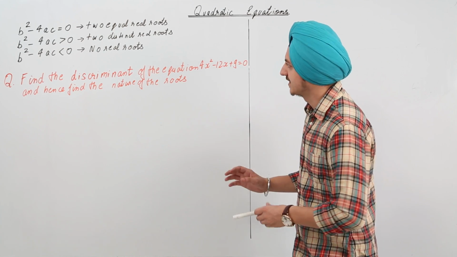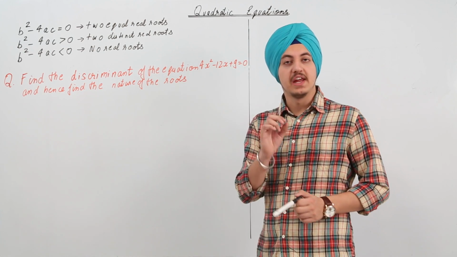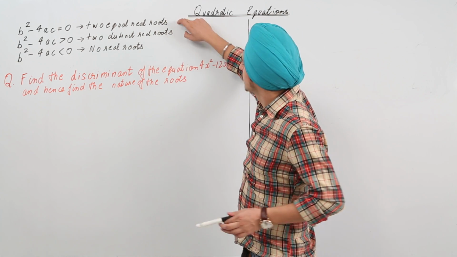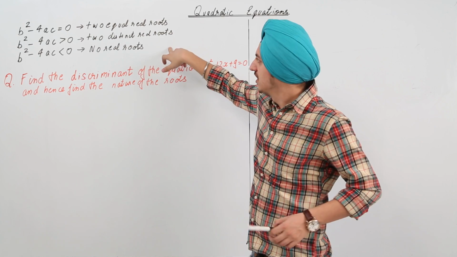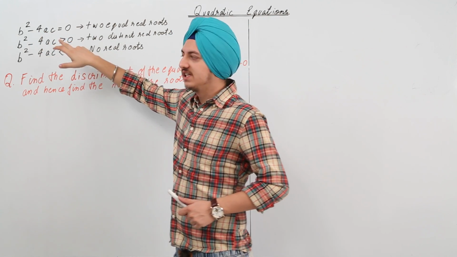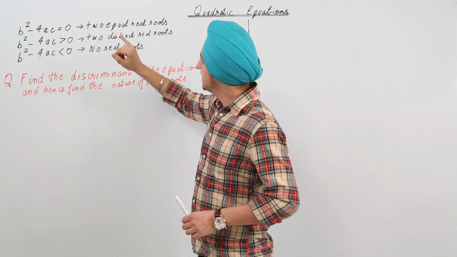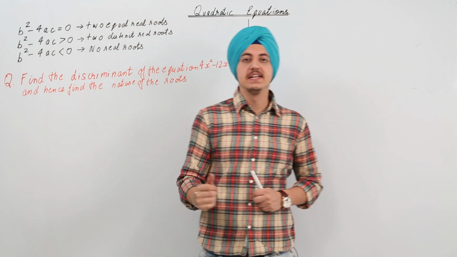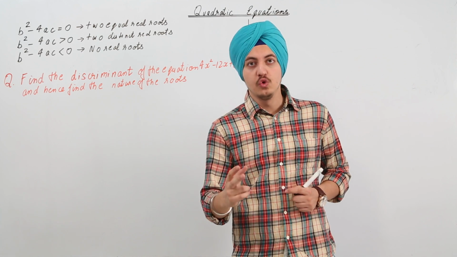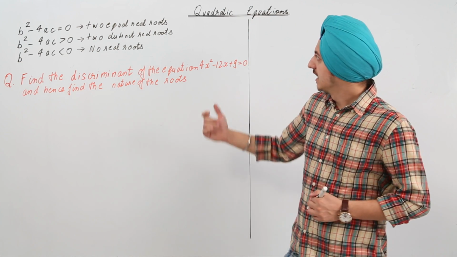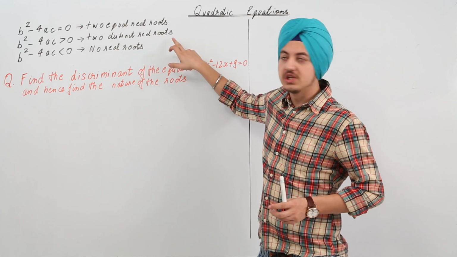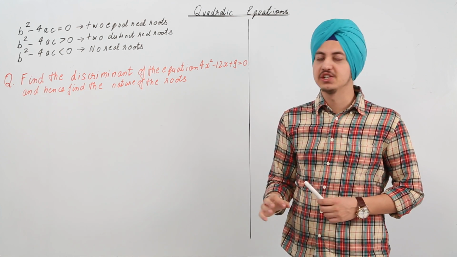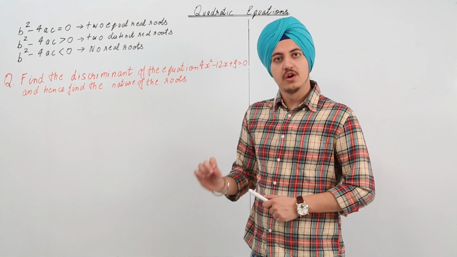Now the next question, we have to find out the nature of the roots. We know how to find the nature of the roots. These are the three different conditions. If b square minus 4ac, that is the discriminant, is equal to 0, we have two equal real roots. If b square minus 4ac is greater than 0, we have two distinct real roots. And if b square minus 4ac is less than 0, we have no real roots.